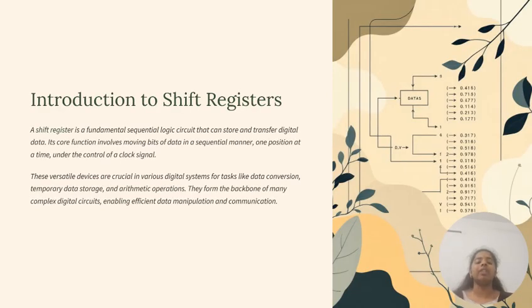Introduction to shift register. A shift register is a fundamental sequential logic circuit that can store and transfer digital data. Its core function involves moving bits of data sequentially, one position at a time, under the control of a clock signal. These devices are crucial in various digital systems for tasks like data conversion and data storage. They form the backbone of complex digital circuits, enabling effective data manipulation and communication.